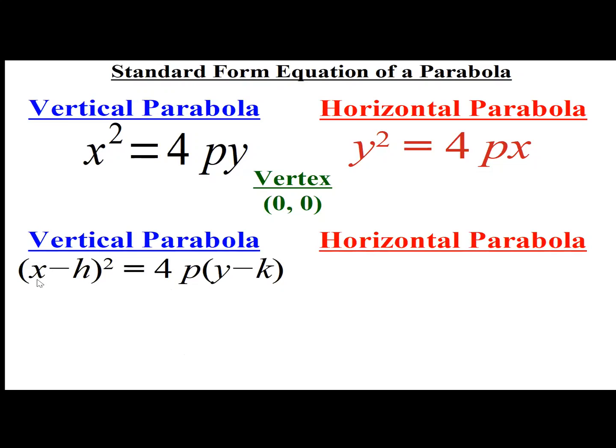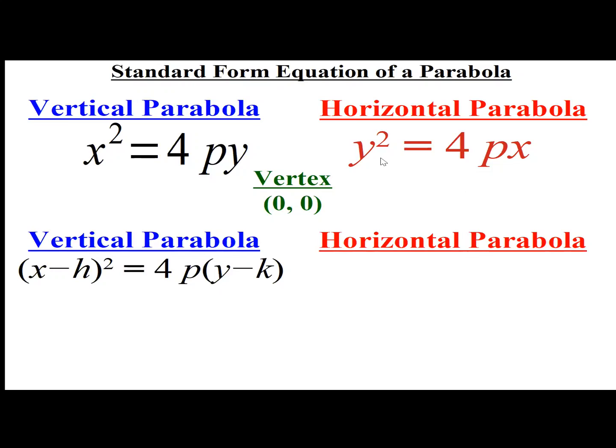What does it read? It reads (x minus h) squared equals 4p (y minus k). Look at the original that we started with up here, and look at this one. And I'm pretty sure you see the obvious difference. Yes, copy that. Look at the horizontal.